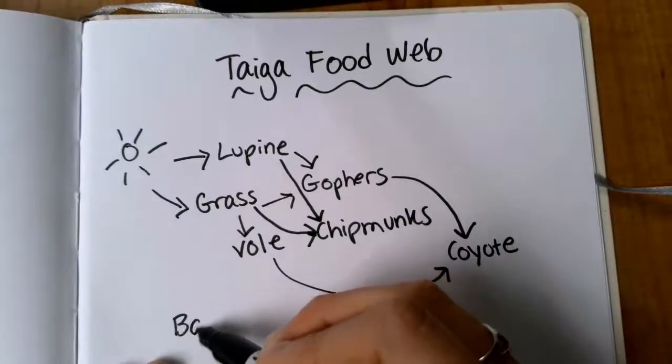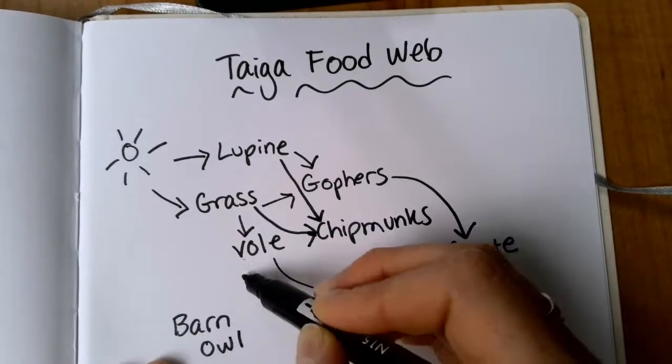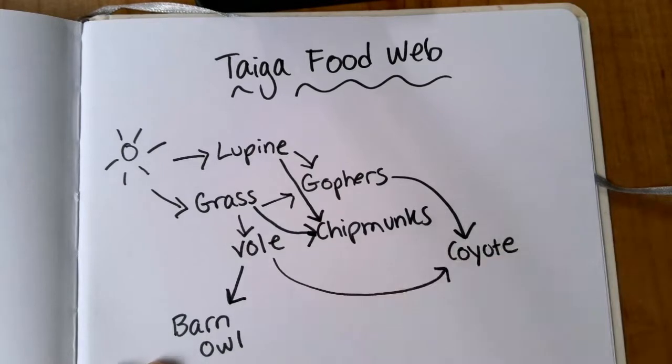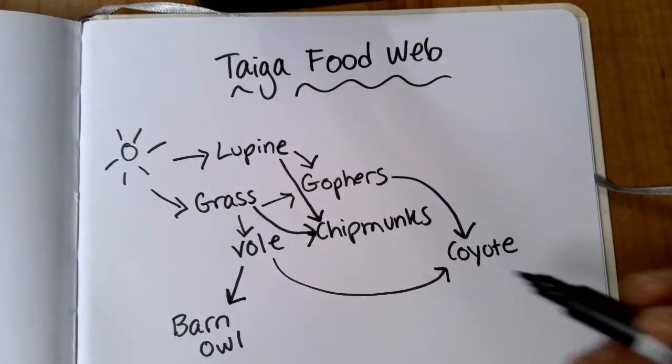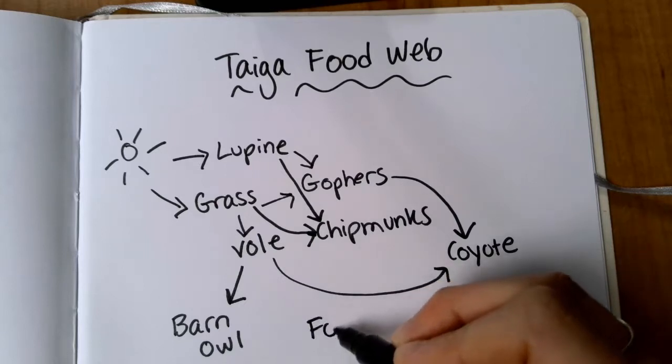And second to last are foxes. So foxes eat voles. Poor voles, they're getting eaten by a lot of things today. And chipmunks.